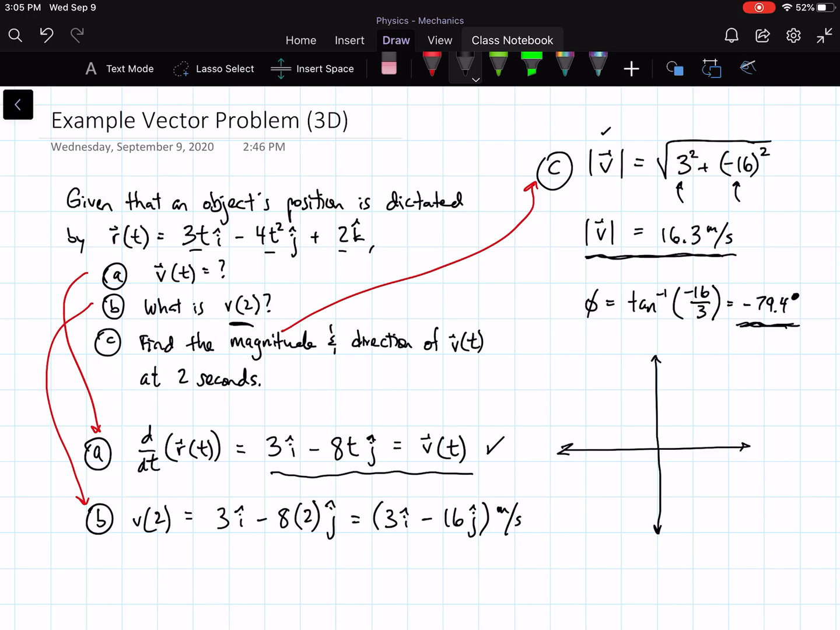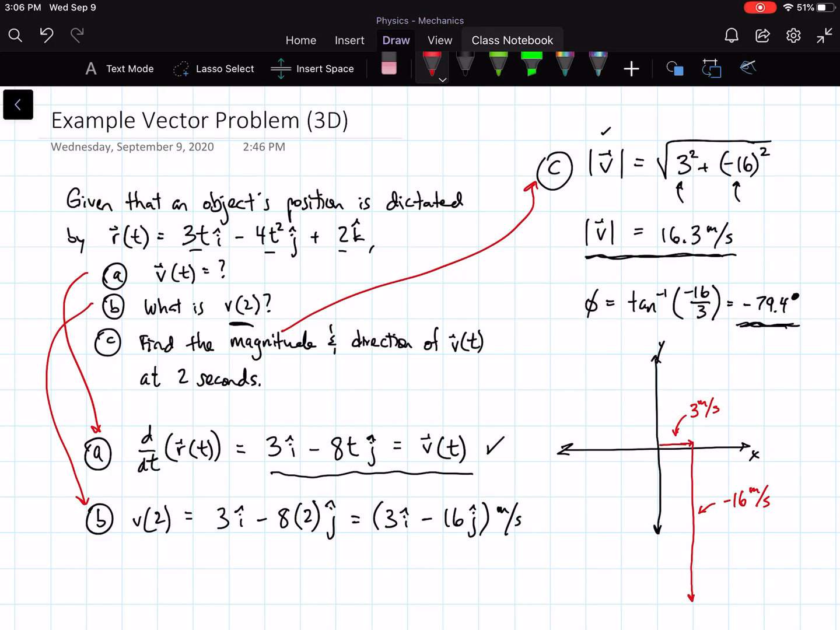Now remember, we're talking about velocity vectors, but we can graph those out just like any other vector, just like displacements or forces or accelerations or whatever. And so what we've got is an x component that is 3 at time equal to 2. So we'll just call that 3 right there. That's 3 meters per second in the positive direction. And then the y component, I'm not going to be quite to scale, but I'll come down here a ways. This is the negative 16 meters per second that we have at time equal to 2 seconds.